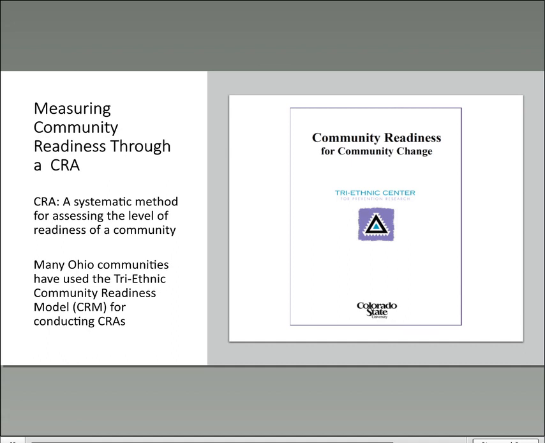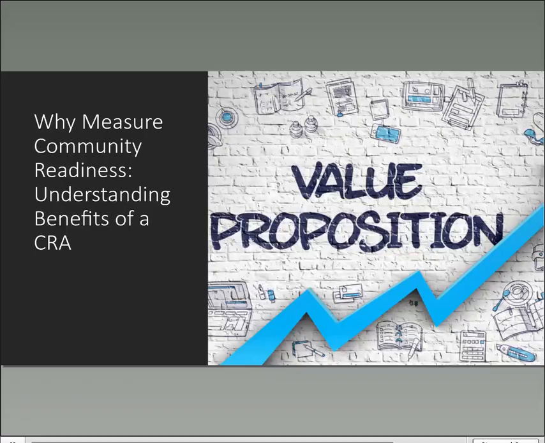We talked as well about measuring community readiness through doing a community readiness assessment, which is a systematic method for assessing the level of readiness of a community. And in Ohio, many communities have used the Tri-Ethnic Center model for community readiness.